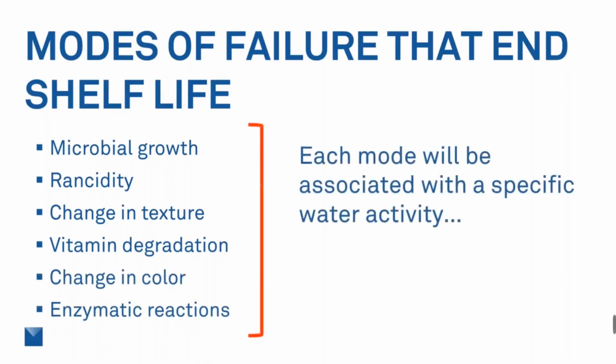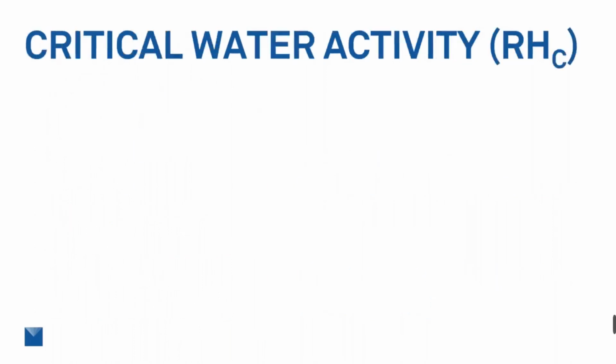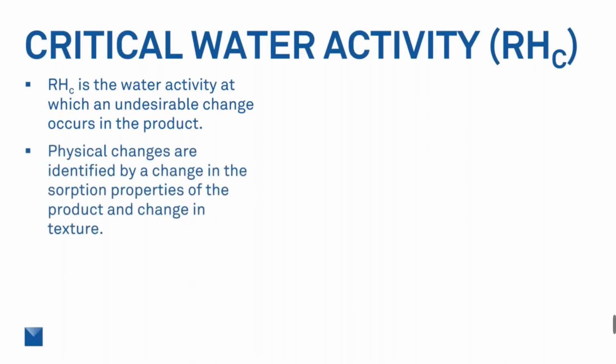as browning reactions. Each of these different modes is associated with a very specific water activity, and this water activity is known as your critical water activity, or RHC. Critical water activity is the water activity at which an undesirable change is going to occur in your product. And this can be physical changes, identified by a change in the sorption properties of your product, ultimately resulting in a change in texture. Again, that may be caking or clumping or perhaps crystallization.